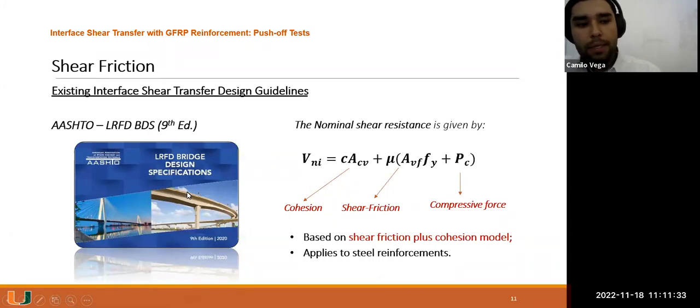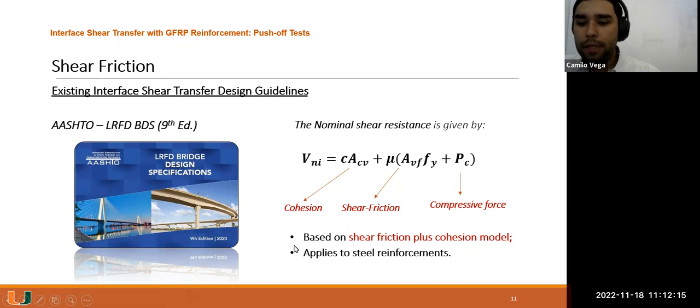So from these two models that we saw in the previous slide, the design codes specify guidelines for determining the shear interface strength. To mention a few of them, the first one, the AASHTO LRFD BDS, the bridge design specification. For example, the nominal shear resistance is given by this equation. It's a simple equation, not difficult. This equation is based on the second model that we saw in the previous slide, so it's based on the shear friction plus cohesion model.